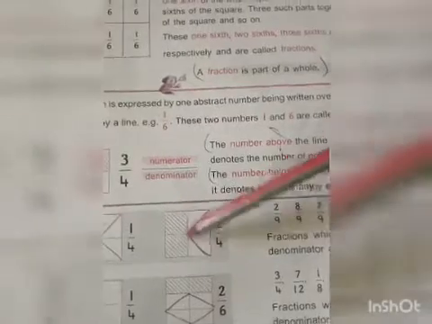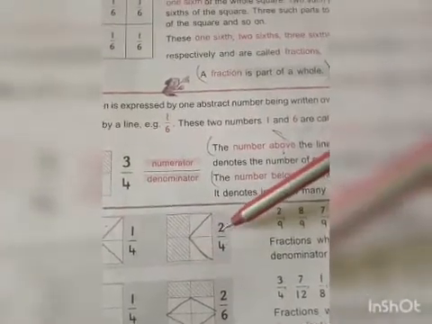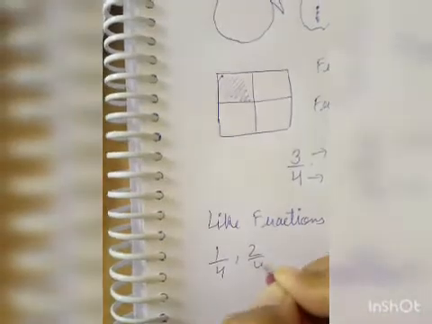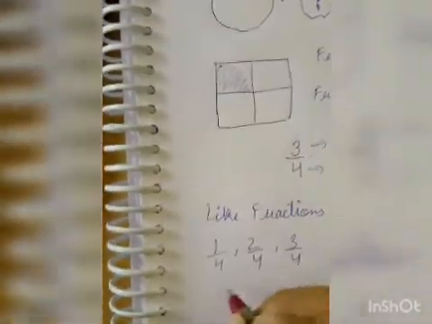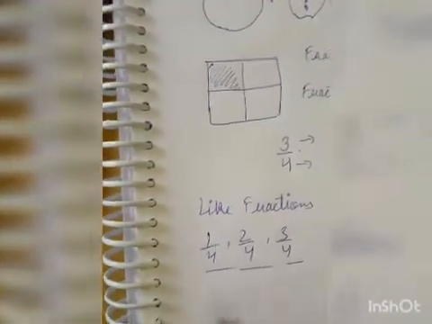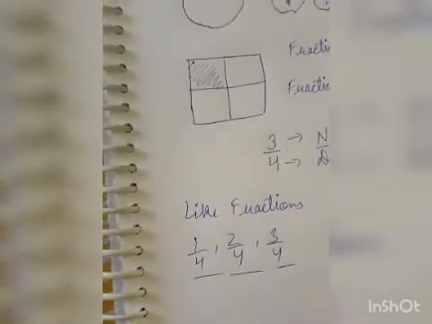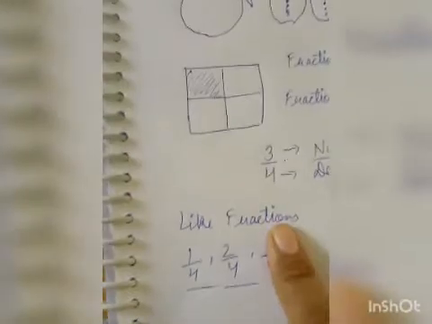Here are 2 shaded portions out of 4, so for this we have 2 by 4. Okay, so 1 by 4, 2 by 4, 3 by 4. When the denominators are the same every time, our denominator is equal, we call them like fractions. Now come to the next one.